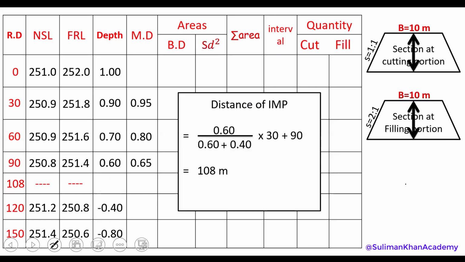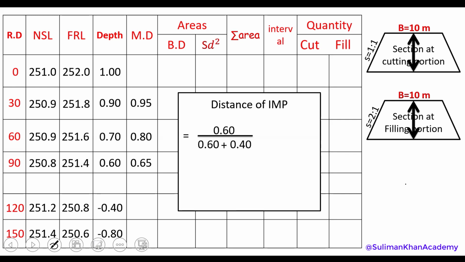A student asks to repeat the distance of the intermediate point. Okay, let me go a little bit back so you can understand it. The intermediate point distance should be the depth of the last station, which is the depth at station 90, and that is 0.6. We will divide that by the same depth, and then add the next depth, which is the depth of station 120, and that is 0.40. We are not including the minus sign because we are looking at the depth only.